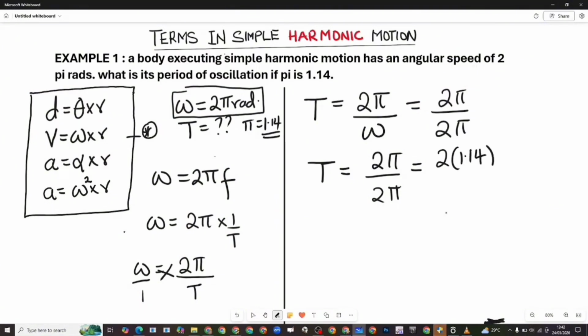I don't think this is even necessary, but if you want to put it, it's fine, in case you are asked to do theory. So this cancels this. Our answer is just 1 second. So you have to be careful when solving questions like this. This is the first example on solving questions in simple harmonic motion. Let's look at question number 2.